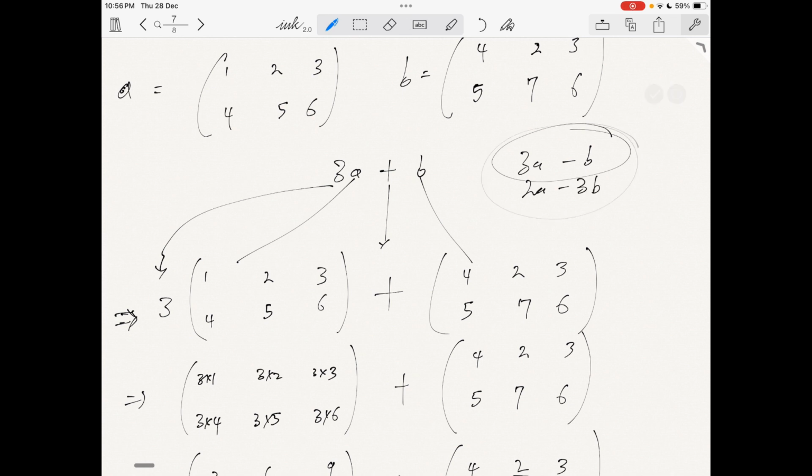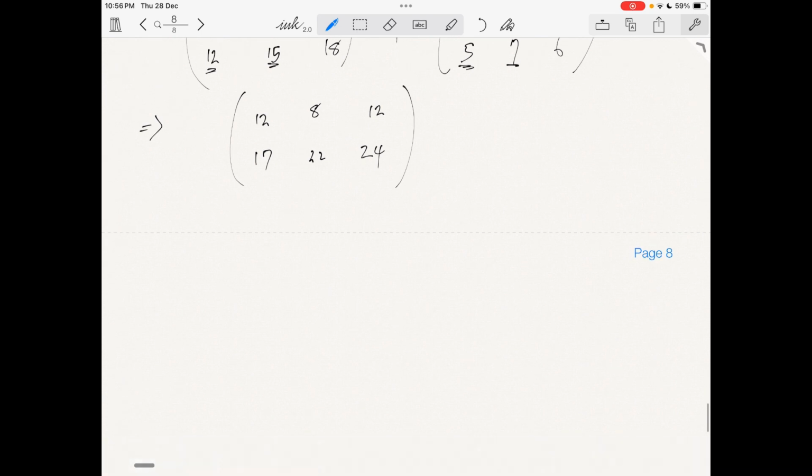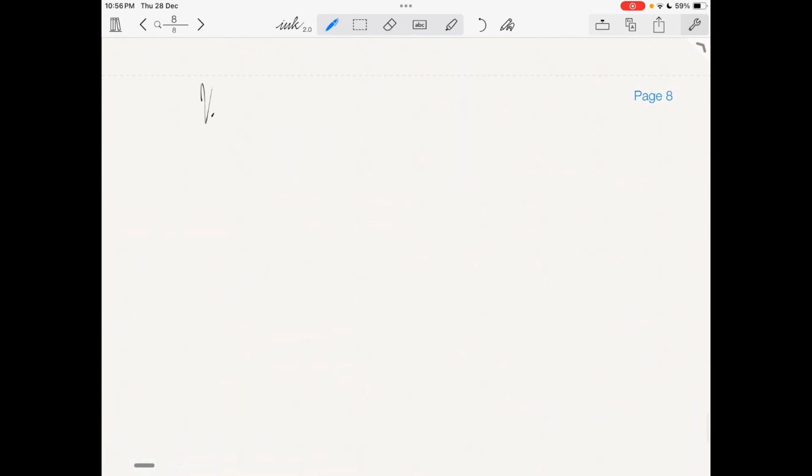So far we understand the principle of addition and subtraction: the operations must be performed in such a way that the two matrices are of the same order. Now moving on, we want to talk about matrix multiplication. Now we know that multiplication is done between two matrices, so we have a matrix multiplied by another matrix.